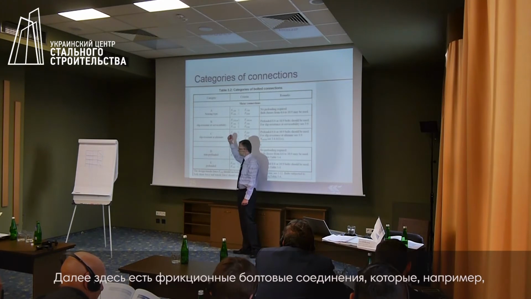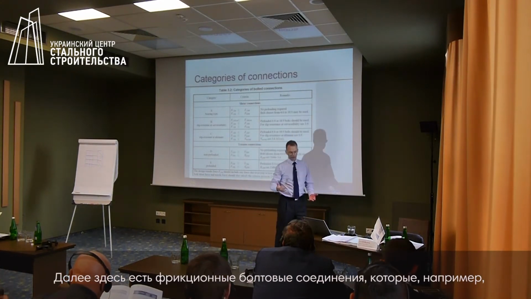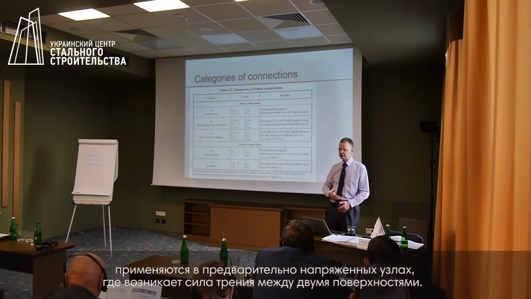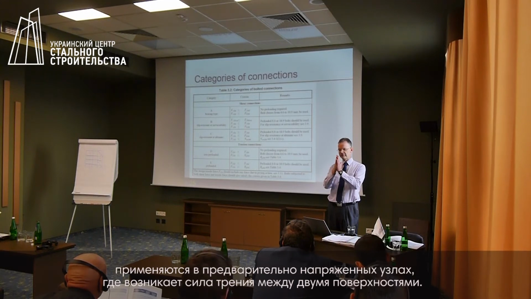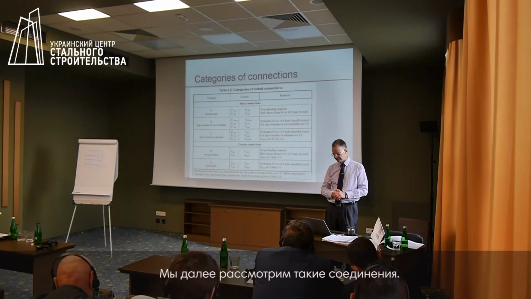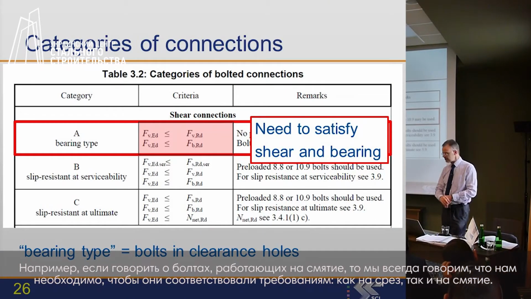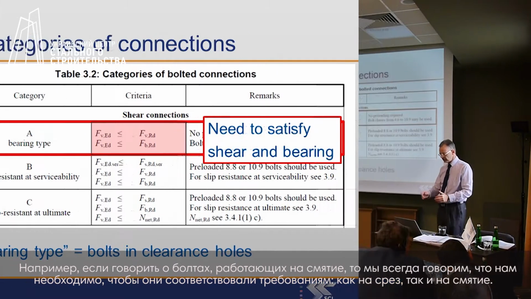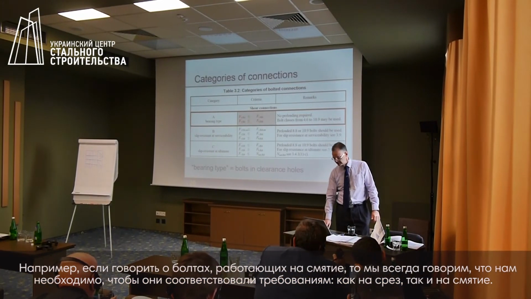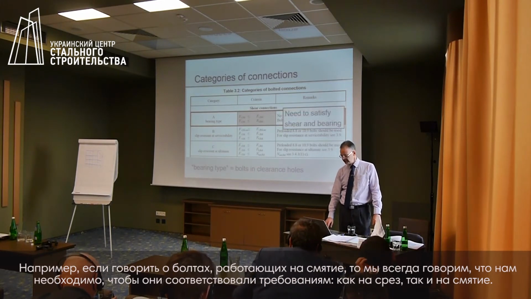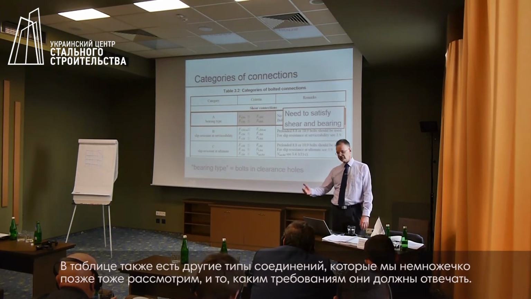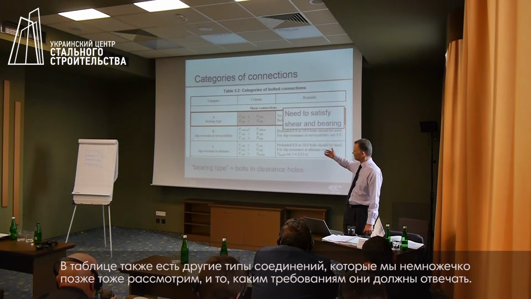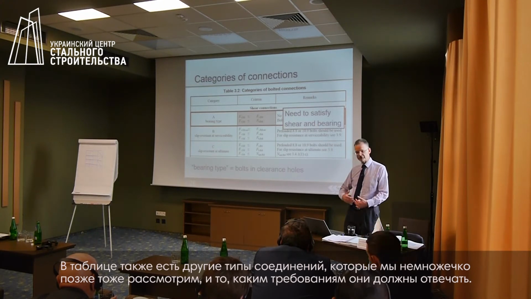Then there are two classes here, slip-resistant connections. You might describe those as preloaded assemblies, perhaps. But slip-resistant connections are working because of the friction between the two surfaces. And we will look at those a little bit later on. But for example, for the bearing type connection, we are told that we must satisfy both shear and bearing. And you can see in the other types of connections, we'll look at those a little bit later on, the things that you must satisfy.